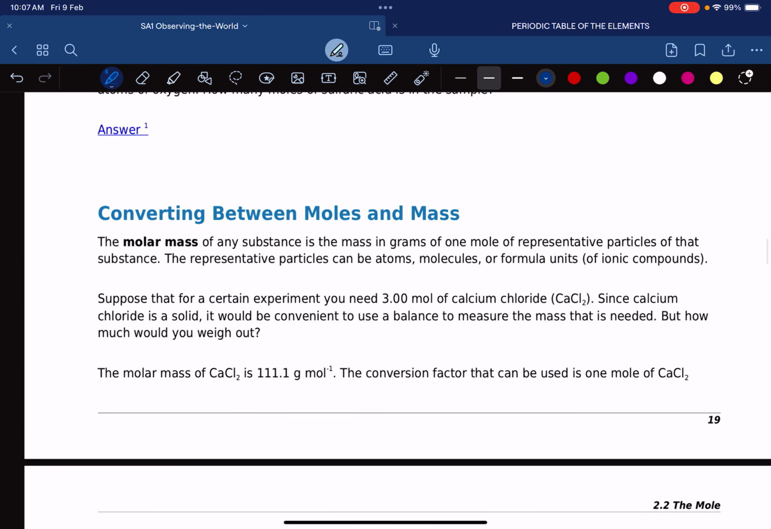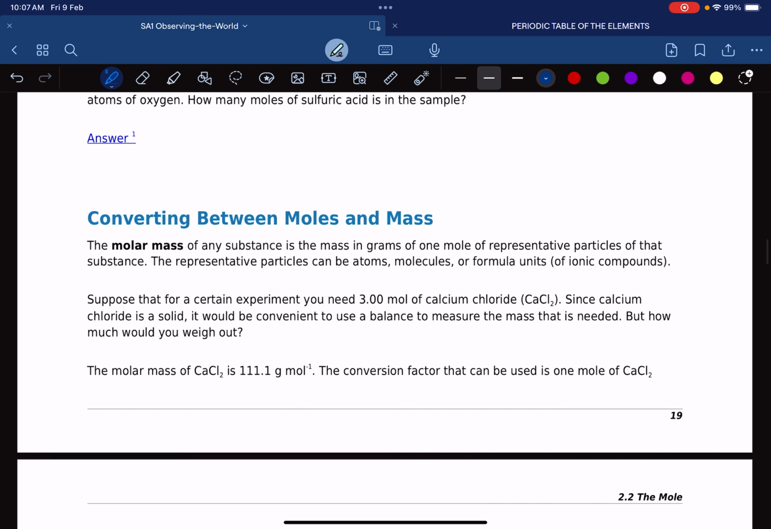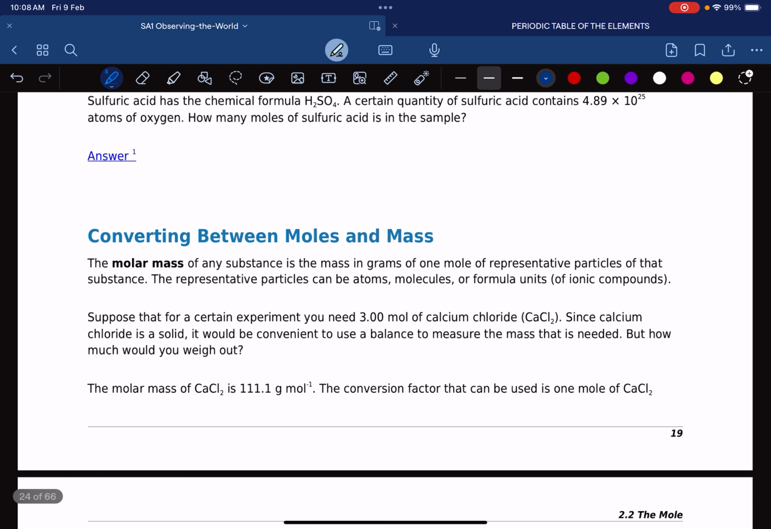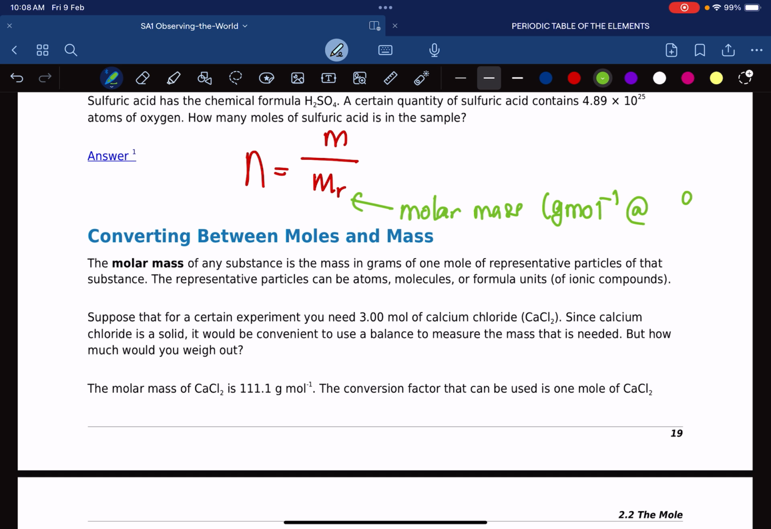Okay, so what we're going to do now is converting between moles and masses. To do this part, we only need one formula, and that formula is mole equals mass given to you divided by Mr. Mr here is called molar mass. Molar mass has a unit which is gram per mole. Gram per mole can be written as gram divided by mole. It's the same thing.